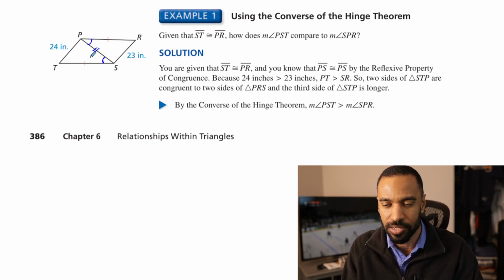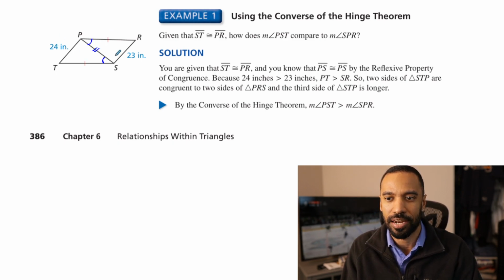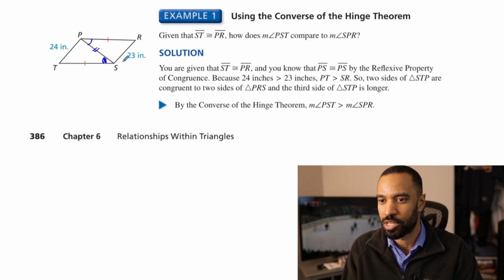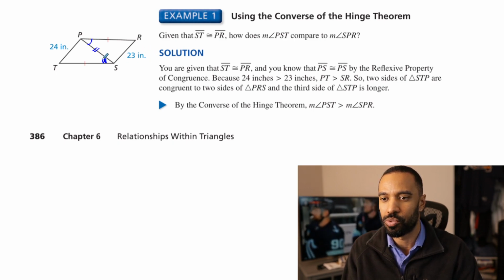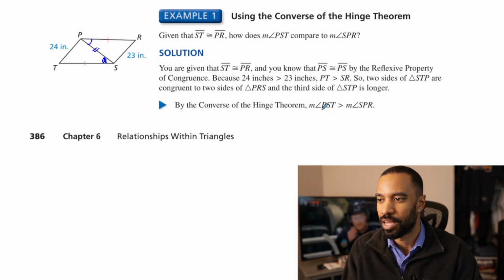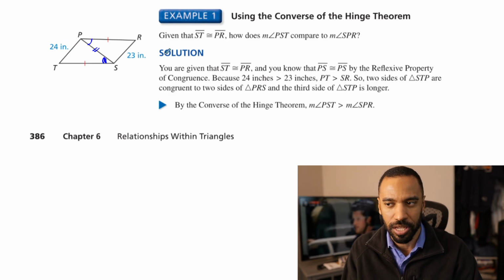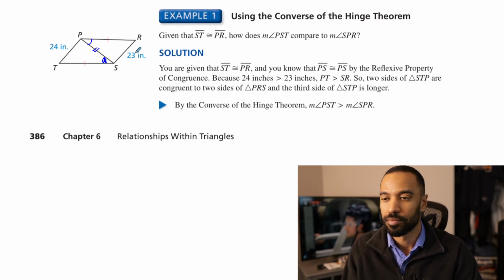So we have two sides that are congruent, but then this side is longer than this one. Therefore, this angle will be bigger than this angle right here. The measure of angle PST is bigger than the measure of angle SPR. They're saying the reflexive property makes that side congruent, but those two sides compare differently. PST is bigger than SPR because of the converse of the hinge theorem.